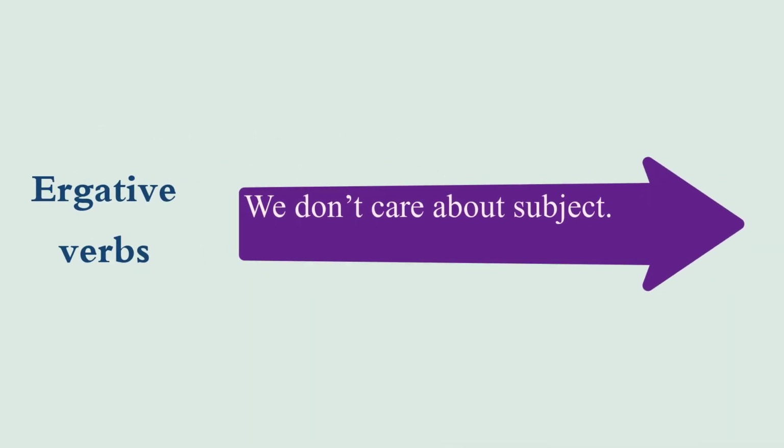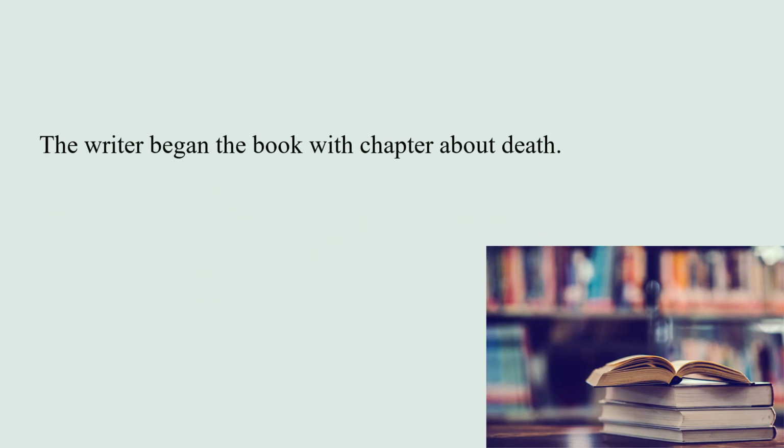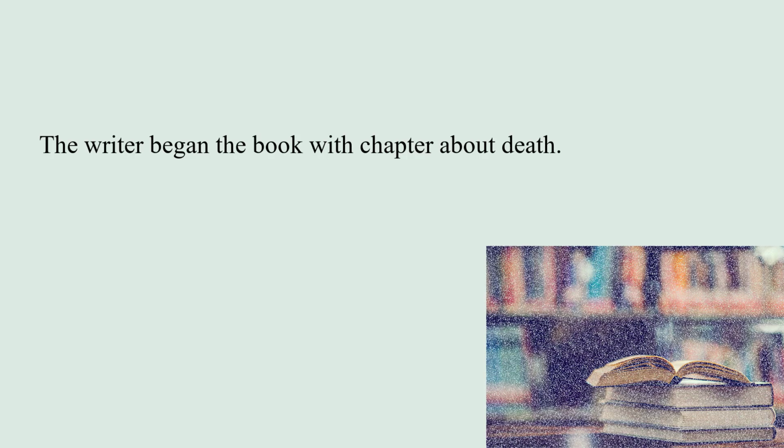Ergative verbs when we don't care about the subject. Example, the writer began the book with a chapter about death. Here you want to focus on the book, because we know it's a book, it has a writer. We don't use the passive with the ergative verbs. It draws attention to the subject.